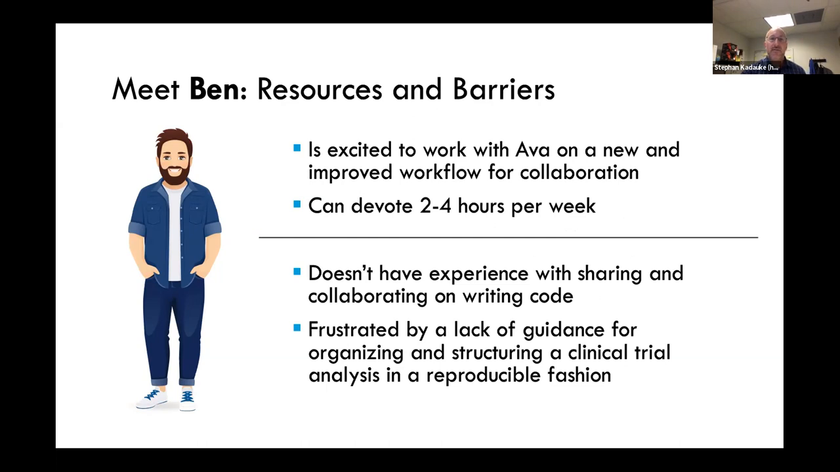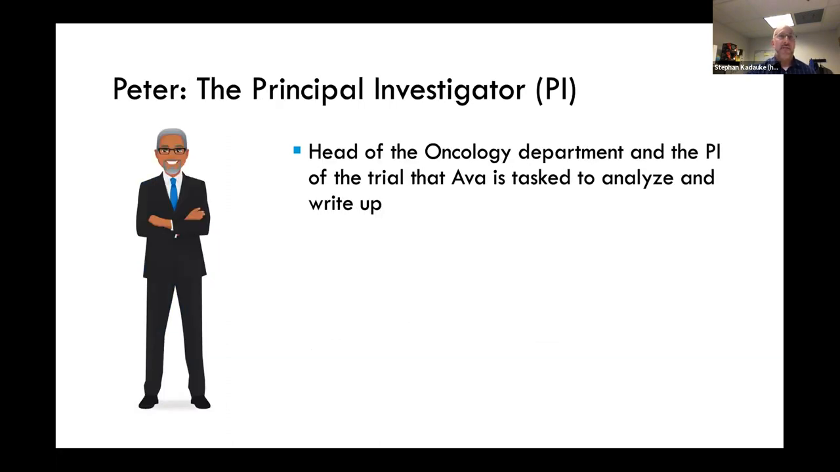And he's also a little bit frustrated because even though a lot of people talk about reproducibility at places like R Medicine, it's tough to find a set of instructions of how you get going, and there always seems to be something new and better. So that's frustrating and difficult. Okay, so these are the two main players. Let's go to the supporting characters.